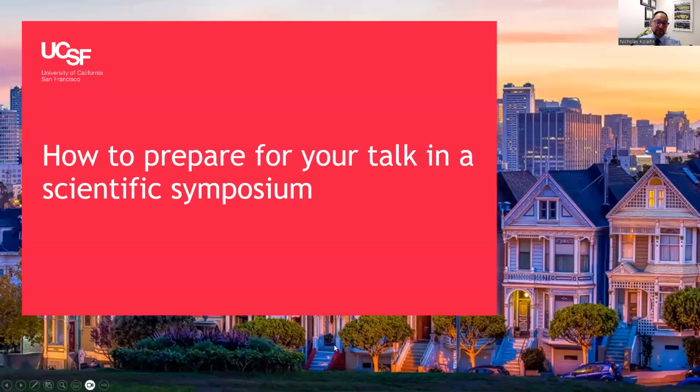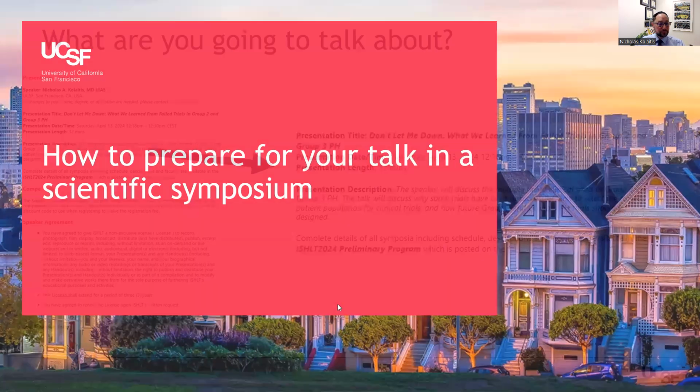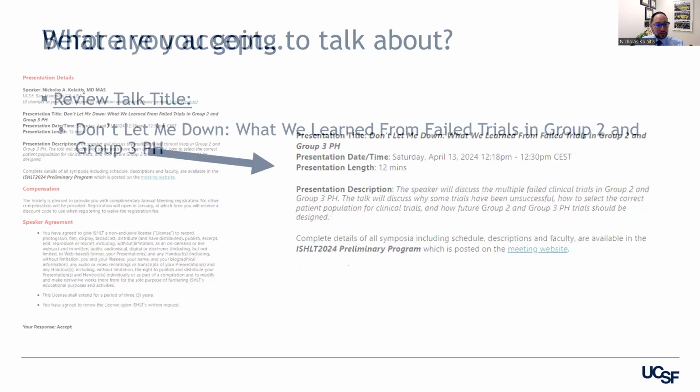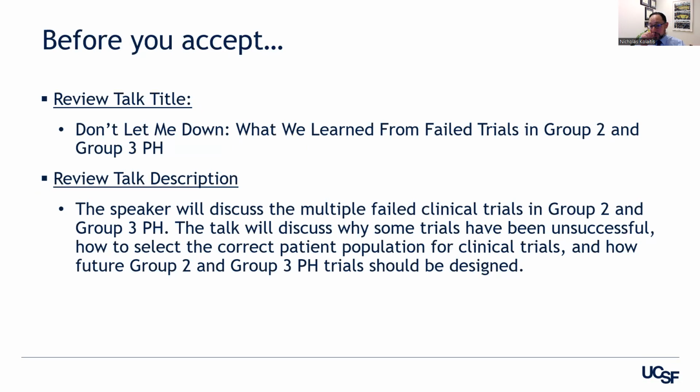Once you've accepted your invitation, you need to think about how you should prepare for your talk in the symposium. One of the nice things about ISHLT is that they will give you a presentation description. So in this particular one, I've been asked to discuss the multiple failed clinical trials in group 2 and group 3 pulmonary hypertension, to discuss why some trials have been unsuccessful and how we should select the correct patient population for clinical trials in the future, and how we should design trials here. Okay, I can give this talk.